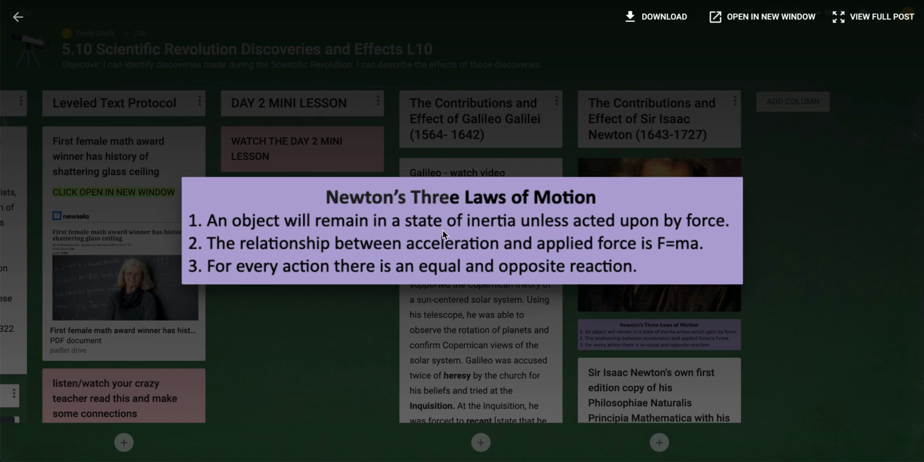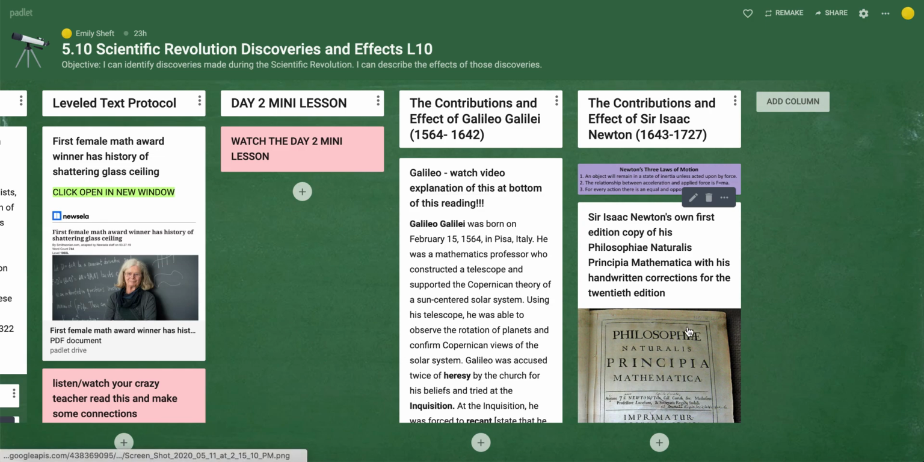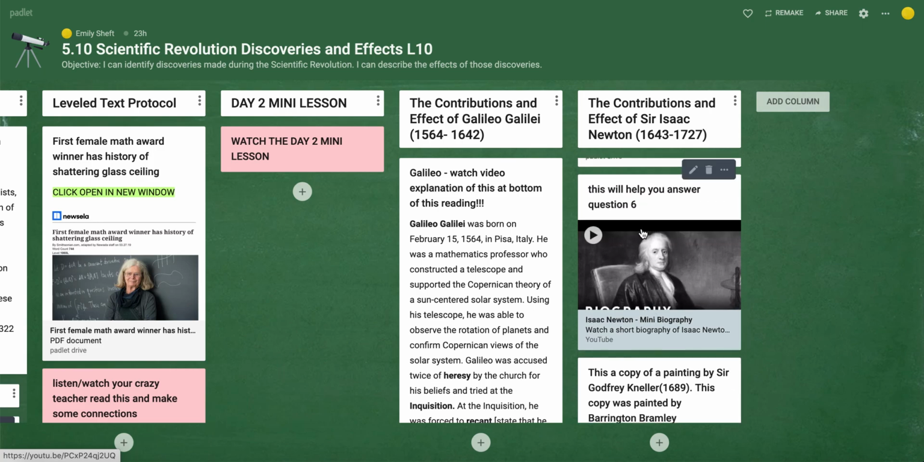These are Newton's laws of motion, not explained, but this is what they are. I don't expect you to necessarily understand his laws of motion, but I expect you to know that he is the one who came up with the laws of motion. This right here is Newton's most famous writing, and this video is going to help you answer question 6, where it gives you lots of great details about what Isaac Newton did and his discoveries, the effects that they have on us still today.